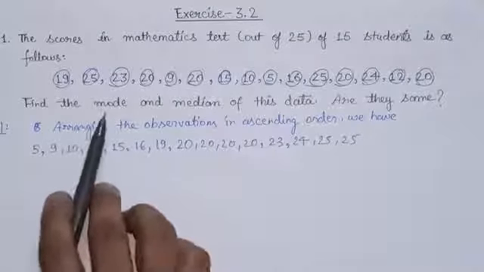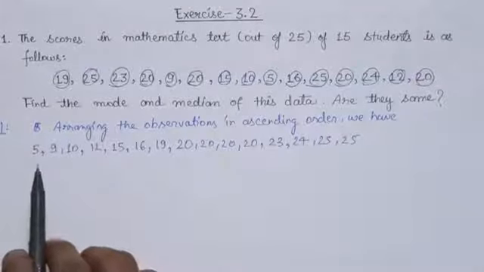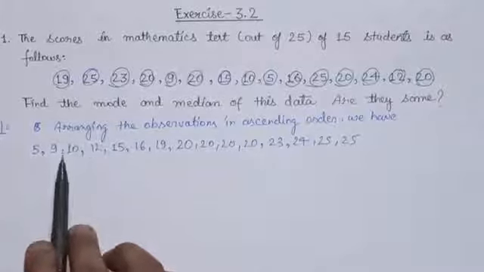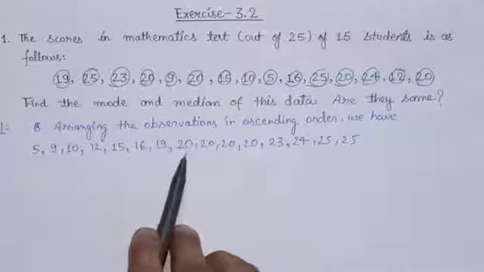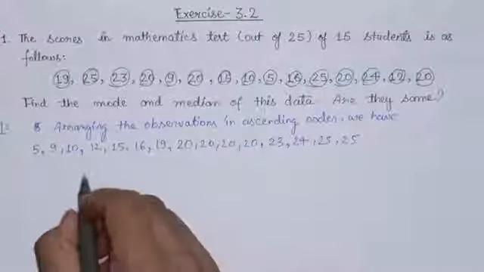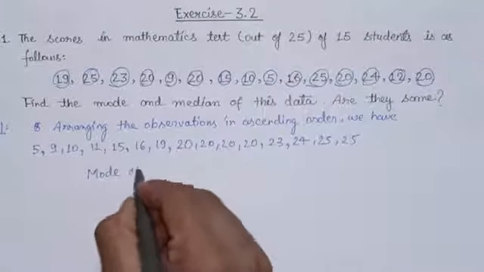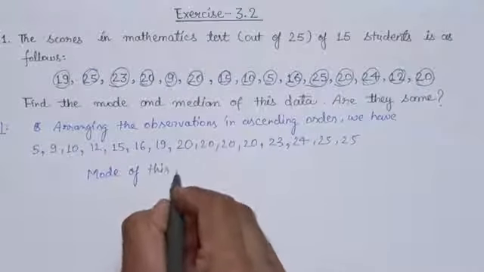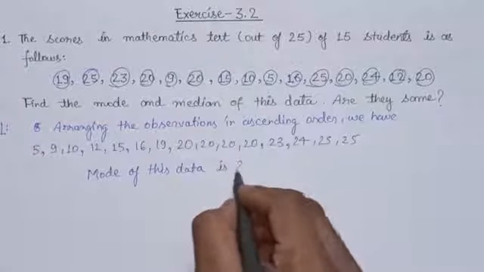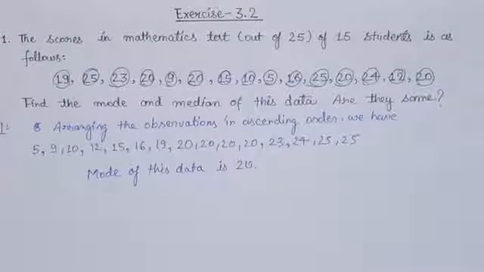So first we have to find the mode. Let us see which observation has occurred the largest number of times. Here you can see that 20 has occurred 1, 2, 3 and 4 times. That's why the mode of this data is 20.